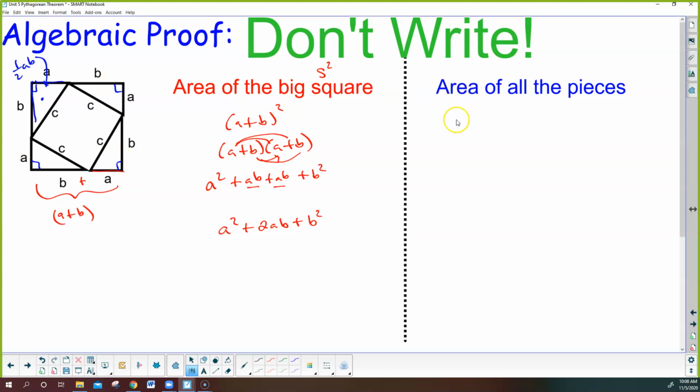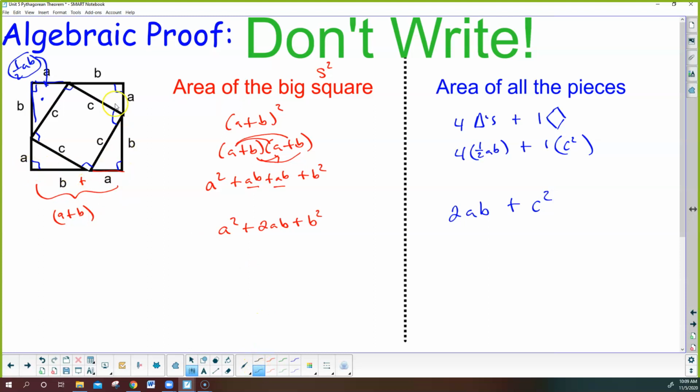So the area of all the pieces is 4 areas of the triangles plus 1 area of that square, or some people like to say the diamond, for C. Well, we just quickly did the area of one of the triangles. That was 1/2 AB. And then I have the area of this square, which I should have put 90-degree marks in here. But this is just C times C to figure out the area. That's C squared. So now let's simplify. 4 times 1/2 is 2AB plus C squared.